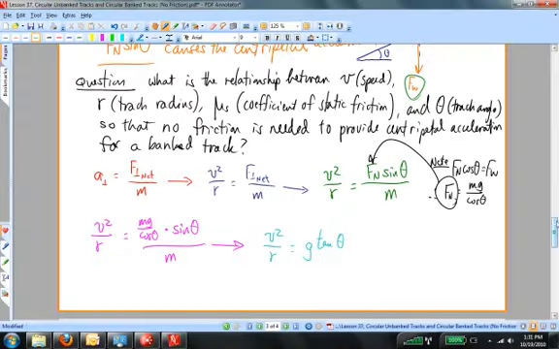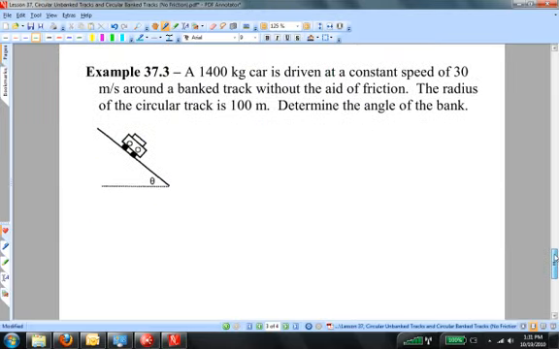Let's see this worked out in a particular example. Here's example 37.3. A 1,400 kilogram car is driven at a constant speed of 30 meters per second around a banked track without the aid of friction. The radius of the circular track is 100 meters. Determine the angle of the bank.